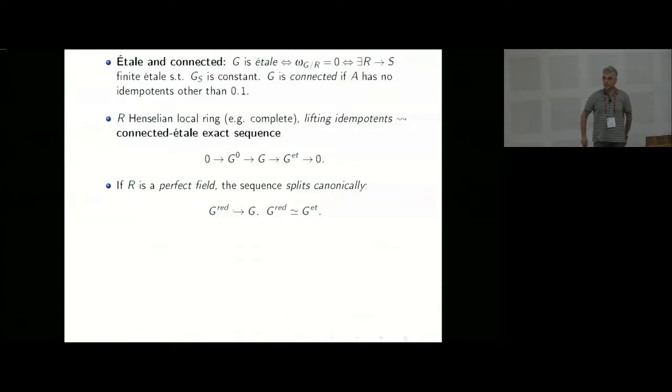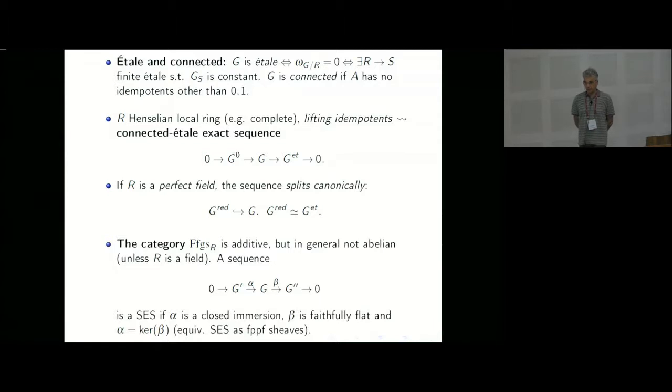Now, I've said that there is a connected-étale exact sequence. The category of finite flat group schemes over R is obviously an additive category, but in general not abelian unless R is a field. So what do we mean by a short exact sequence? Well, either you go to the point of view that I emphasized before is important, of sheaves, and you just say that it is exact as fppf sheaves, or specifically it means that alpha is a closed immersion, beta is faithfully flat, and alpha is the kernel of the morphism beta.